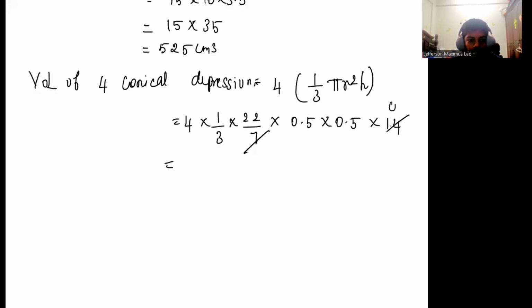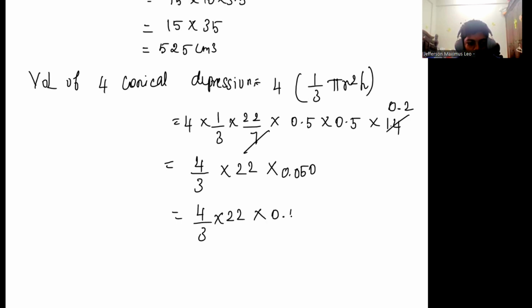Decimal calculation is easy. You can do decimal or convert to fraction, but learn to do either correctly. Which do you feel is easier, decimal or fraction? Decimal, ma'am. Okay, good. It is 4/3 here, and all are multiplied only, no more cancelling is possible. 0.5 times 0.5 times 0.2 is 0.050, three decimal places needed. So 4/3 times 22 times 0.05.